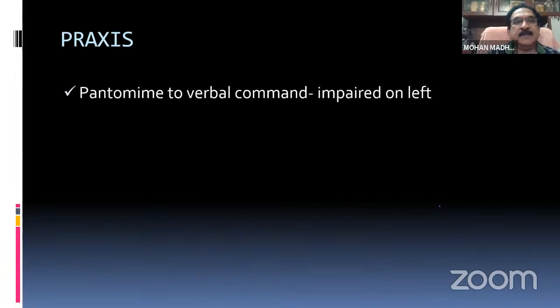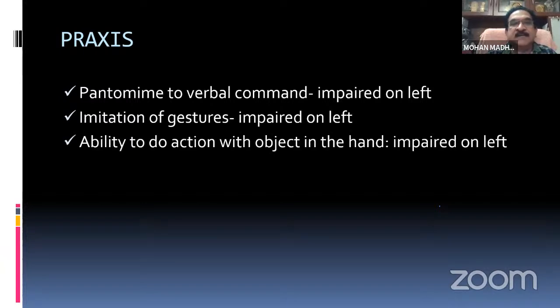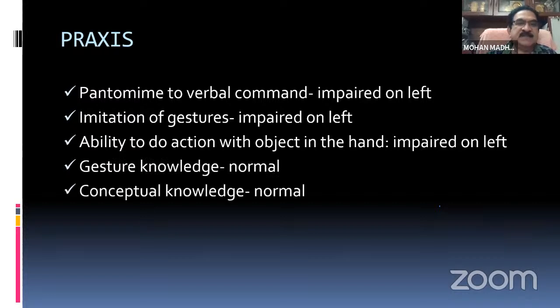So in summary, good pantomime to verbal command is impaired on the left side. Imitation of gestures is normal on the right side, impaired on the left side. Ability to act with the object in the hand is impaired on the left. And he's got good gesture knowledge, and concept knowledge is also normal. He could choose which tool is for a particular action. He can also name what action is demonstrated by the examiner.